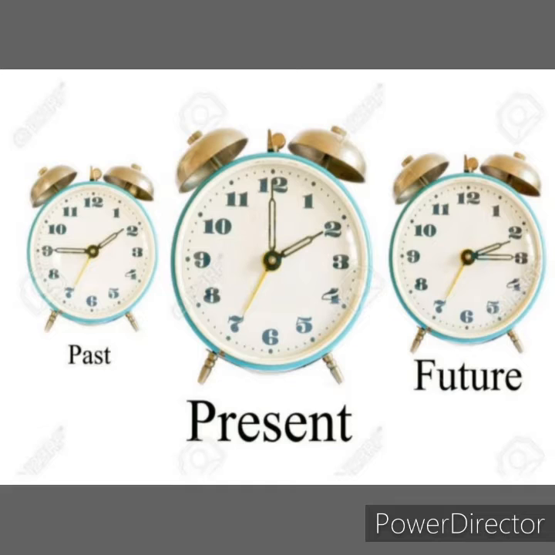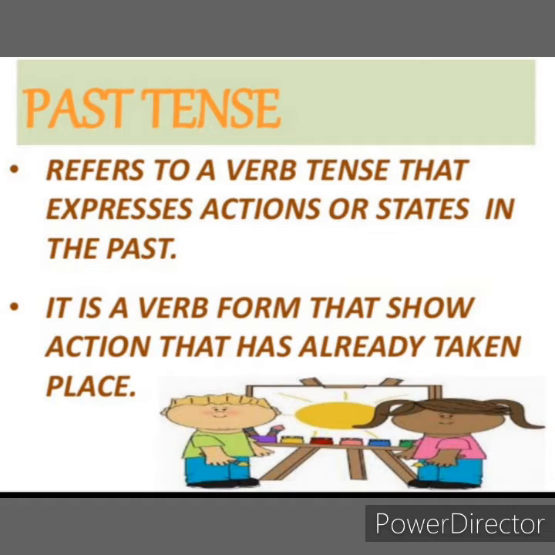Chapter 7, Tenses, is in continuation and we have already finished present tense. Topic for today is past tense. The past tense is used to describe things that have already happened. It is a verb form that shows action that has already taken place.